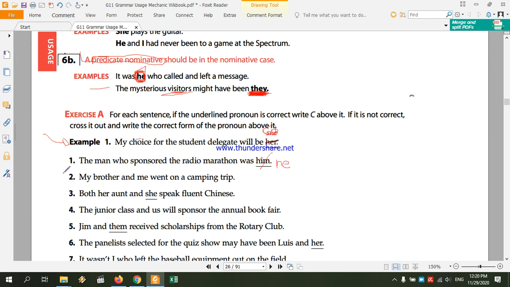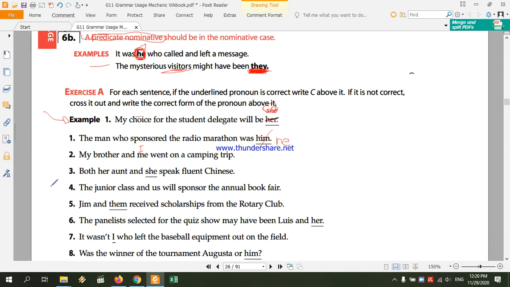My brother and me went on a camping trip. We should use my brother and I, because we are the persons who went on a camping trip. Number 3, both her aunt and she speak fluent Chinese. This is actually correct. We should write C.